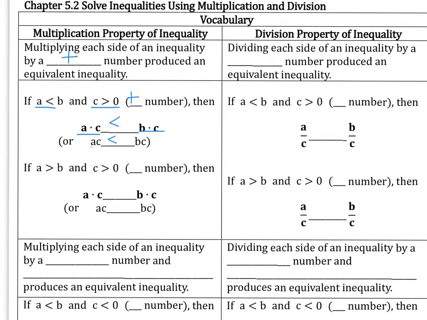And if A is greater than B and we multiply this inequality by a positive number C, then A times C is still greater than B times C.